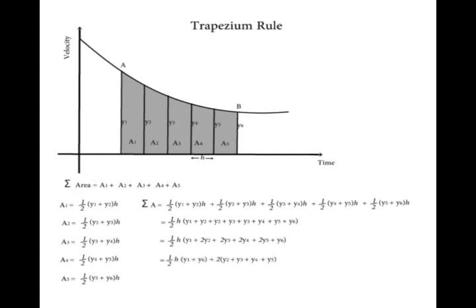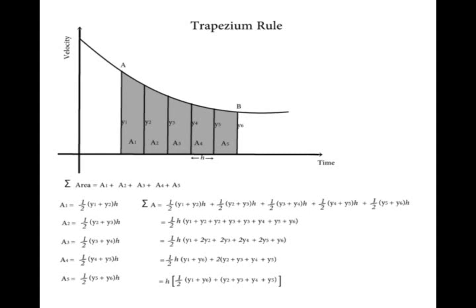Then we factorize h, so we have a half into y1 plus y6 in one bracket plus y2 plus y3 plus y4 plus y5 in another bracket, everything times h. This is the general formula for finding the area of the curve. Notice that the region is divided into 5 trapezia by 6 ordinates, that is y1 to y6.